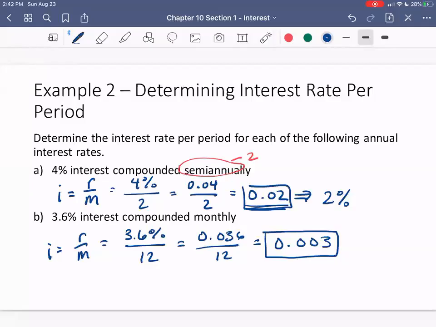All right, so she got 0.003, which also equates to 0.3%. All right, moving on here.